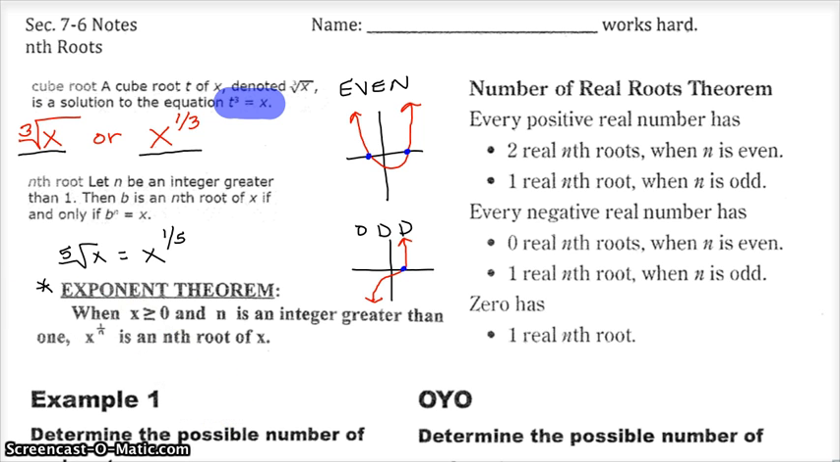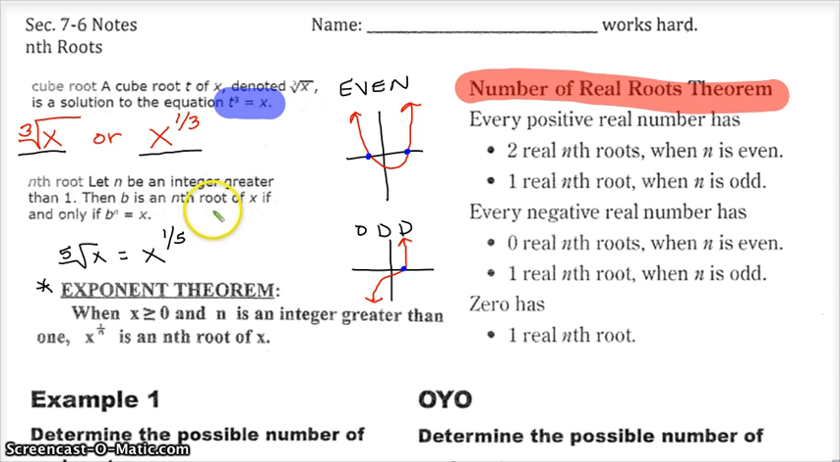Now, let's talk a little bit about the number of roots. Every positive real number has two possibilities: either the exponent could be even or the exponent could be odd. If n is even, there are two real roots. If the exponent is odd, there's only one real root.